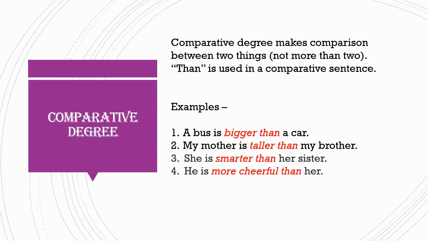Comparative degree. Comparative degree makes comparison between two things, not more than two. Than is used in a comparative sentence. Example: a bus is bigger than a car. My mother is taller than my brother. She is smarter than her sister. He is more cheerful than her.